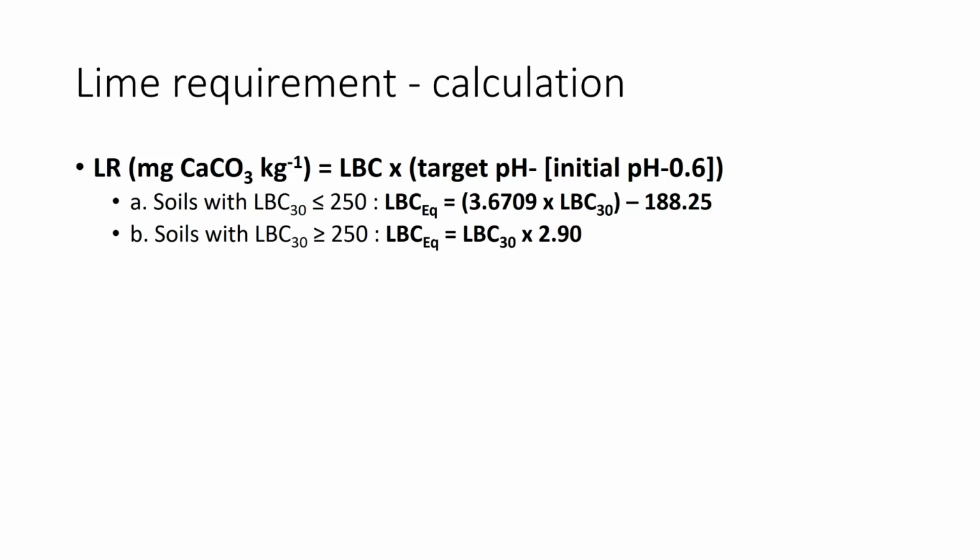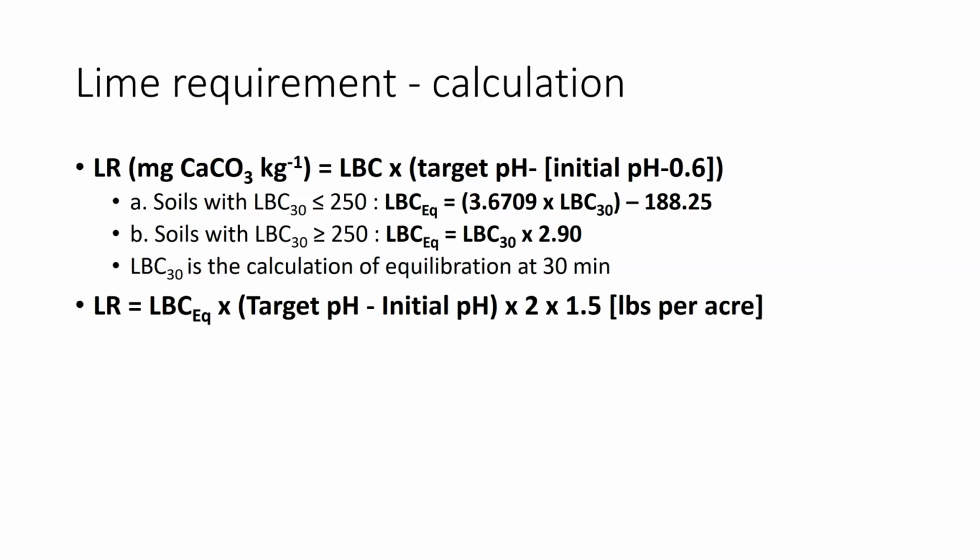That's not a good measurement or something that people can deal with because everybody wants a result now. They figured out if you measure the lime buffer capacity at 30 minutes, it will give you the ability to calculate this. The lime buffer capacity at 30 minutes is the calculation of equilibrium at 30 minutes. Once you've got that, you can take your lime requirement, and that equals your lime buffer capacity times your target pH minus your initial pH times 2, right?